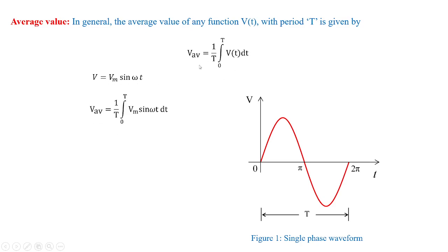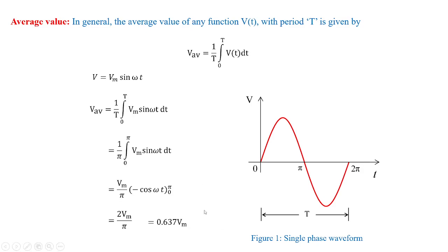So if I apply the average value for v equal to Vm sin omega t, integral 0 to T, then the integration will be applied to sin omega t dt. And for this, if you apply the general T value, you're going to get the average value as 2 Vm by pi for only the positive half. If you take the total time period as T, that is the positive half as well as the negative half, you'll get the value as 0.